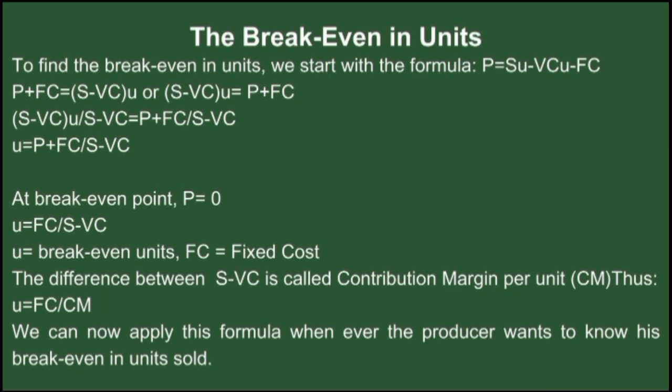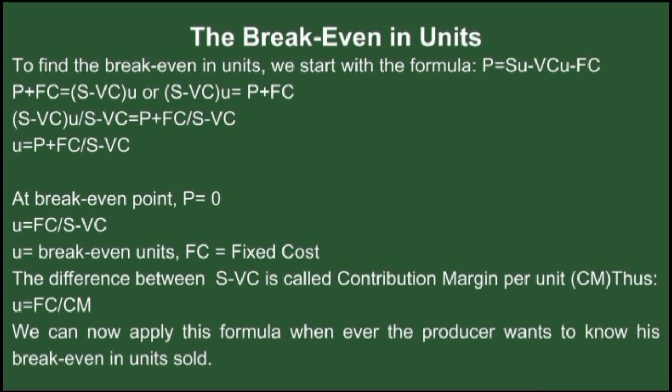SU less VCU. We can factorize the side that we're having U in two places, such that we now have P plus FC equal to bracket open S less VC bracket close U. So making U the subject of the equation, we'll now have in brackets S less VC bracket close U equal to P plus FC. Now we have to divide by the coefficient of U, what is multiplying U there, and that is S less VC. That is the coefficient. We divide both sides by the coefficient of U.